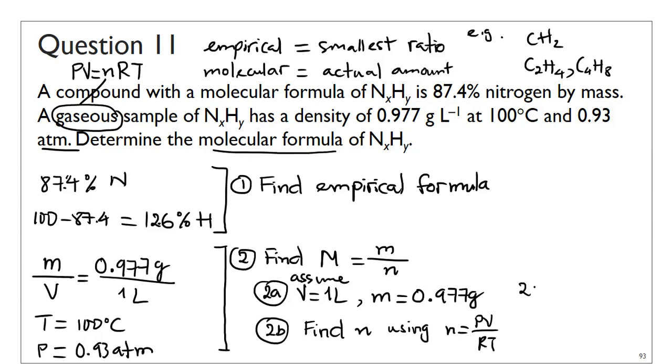And lastly, I'm going to find the molar mass, because I would have at that point mass and number of moles. Once you've done 1 and 2, you should be able to work out the empirical formula. So 3 is that, but there's no room here. So we're just going to go back to step 1, finding the empirical formula.